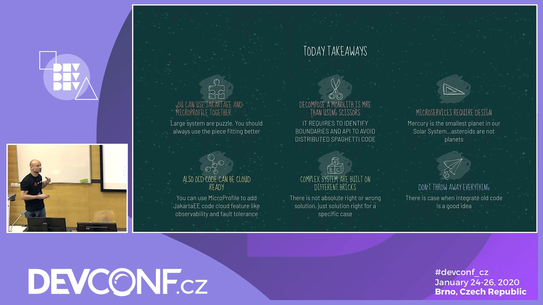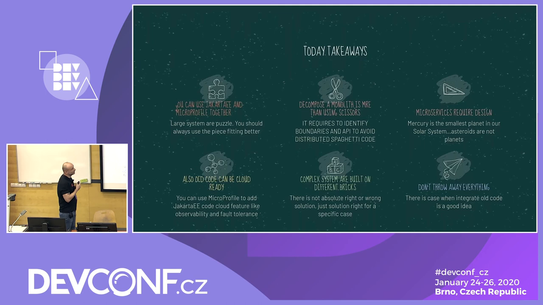Decomposing a monolith is more than using a chainsaw. You can take a monolith and try to decompose it without thinking. You need to identify service boundaries and avoid distributed spaghetti code, because distributed spaghetti code is even worse than spaghetti code itself. Microservices require design.